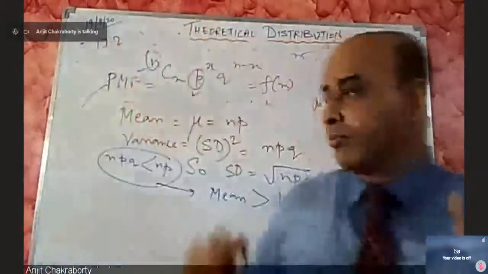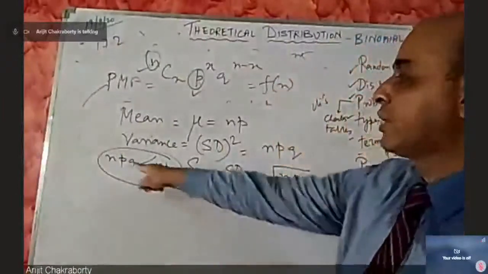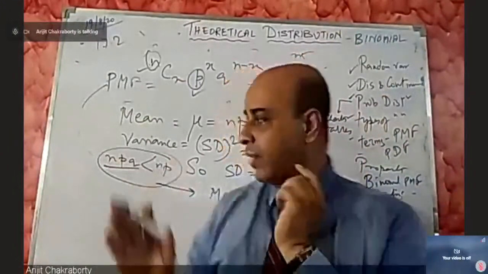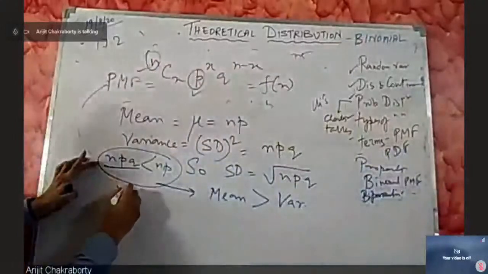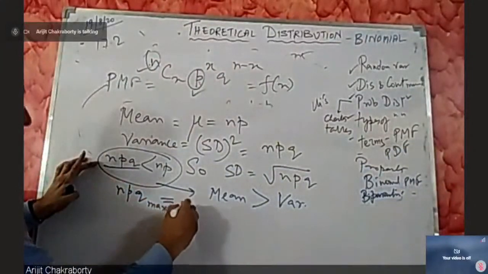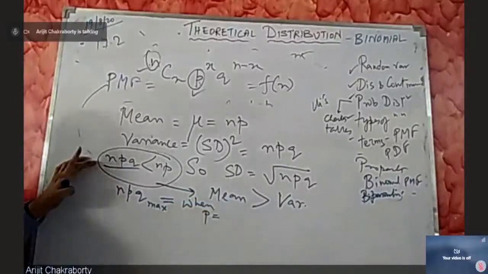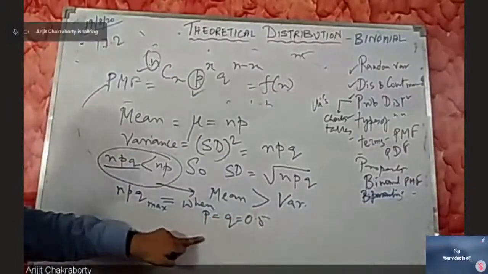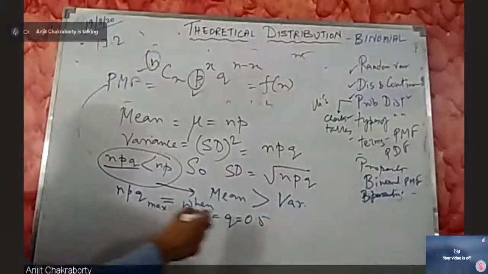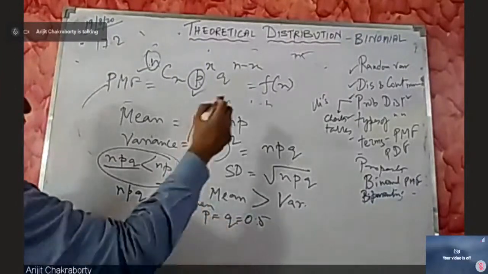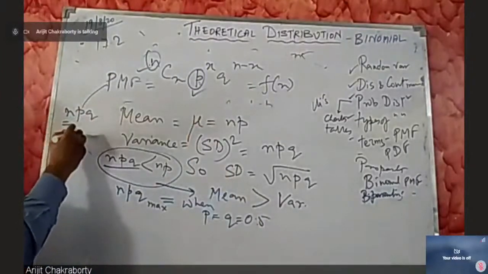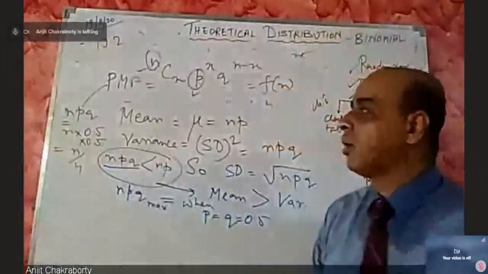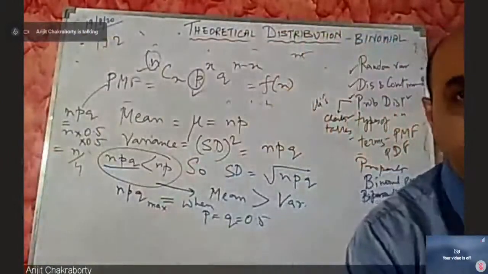Also, the last point is the maximum value of the variance. Variance is NPQ. When will NPQ have the highest value? The maximum value of NPQ will be when P is equal to half, that is 0.5. In other words, P and Q are both 0.5. So when Q is 0.5, P is also 0.5. That means at that point, NPQ will be N into 0.5 into 0.5, that means N by 4. This is the maximum value of NPQ. This often comes as a question in the exam also.